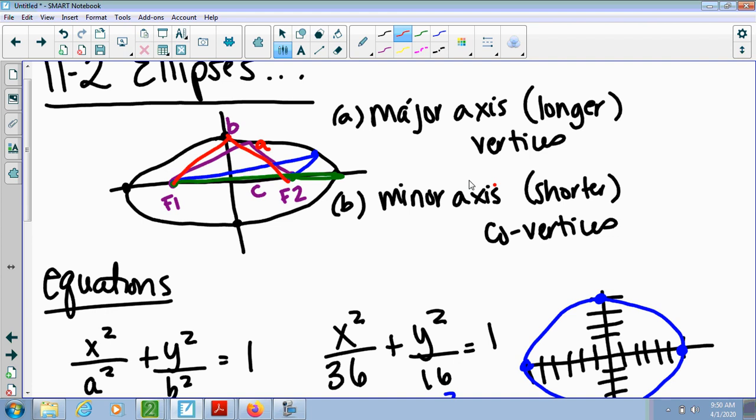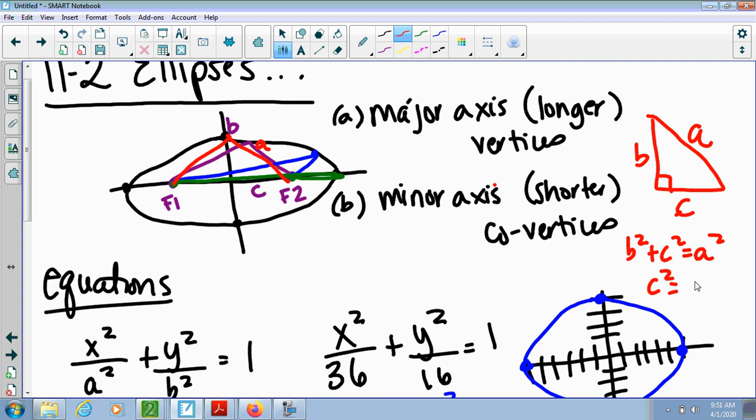So if we just draw a triangle over to the side and write down what those are, this is C, this is B, and this is A. Okay? The right triangle. So if we want to figure out what C is, we'll just use the Pythagorean theorem. So B squared from our minor plus C squared is equal to A squared. The A is from our major axis, B is from the minor axis, and C would be our focal distance here from the origin to our foci. If you want to solve for C, you would just subtract the B squared. So C squared is just A squared minus B squared, and then we'll solve for C.